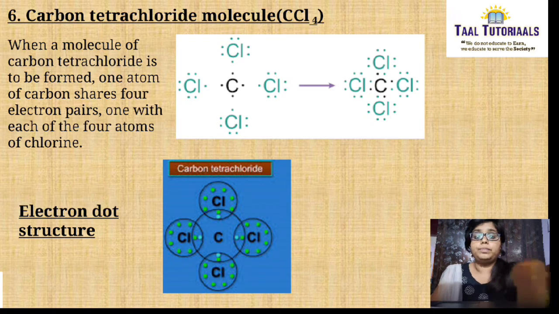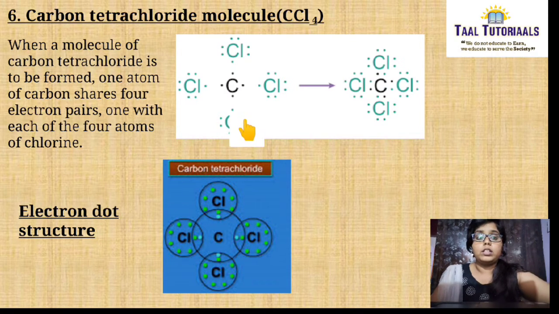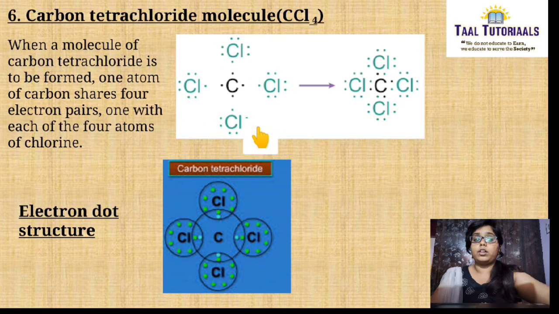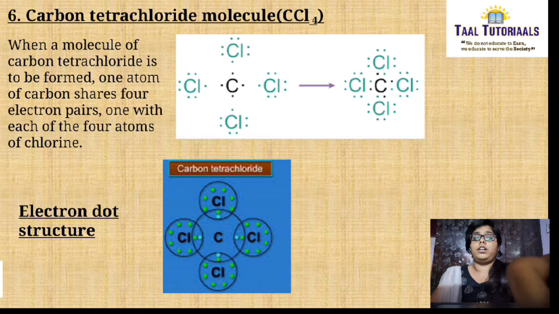If you see here, carbon has 4 valence electrons. This chlorine atom needs 1 electron, this chlorine atom needs 1 electron, this 1 electron, this 1 electron. So the 4 electrons are satisfied from the carbon atom. So there is a sharing of electrons between carbon and 4 atoms of chlorine, and this is how the compound is formed. Okay, this is how carbon tetrachloride is formed, and this is the dot structure of carbon tetrachloride.